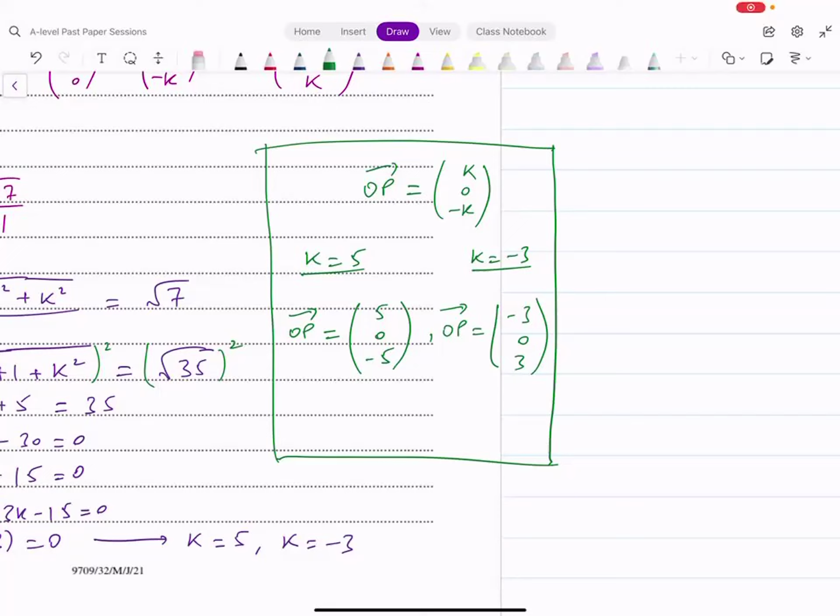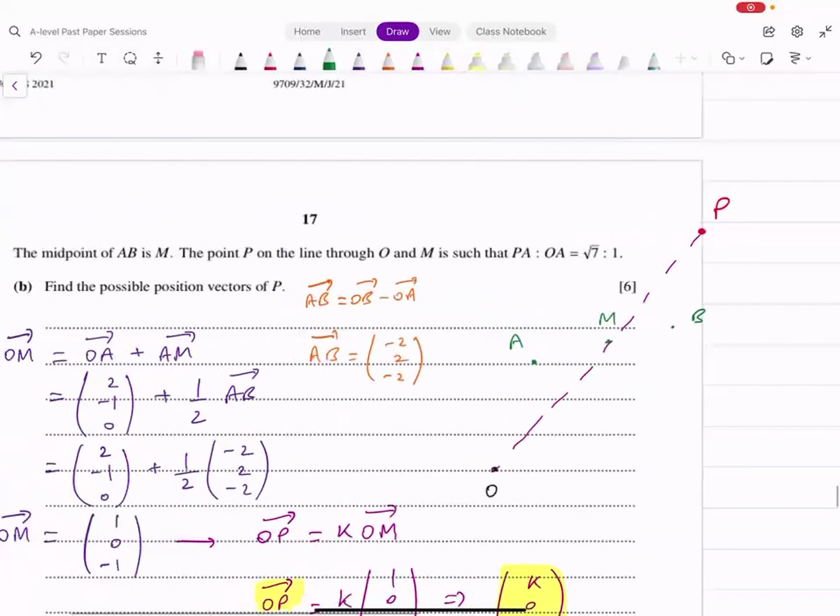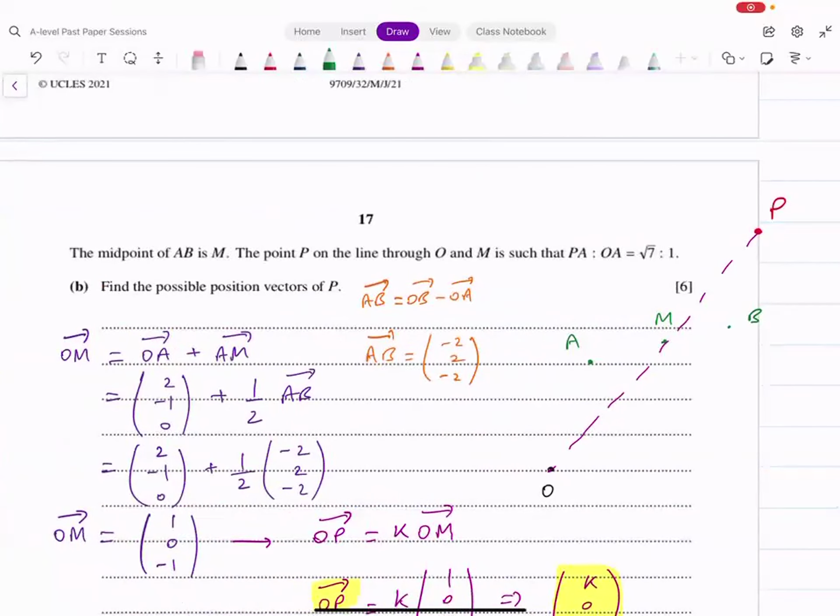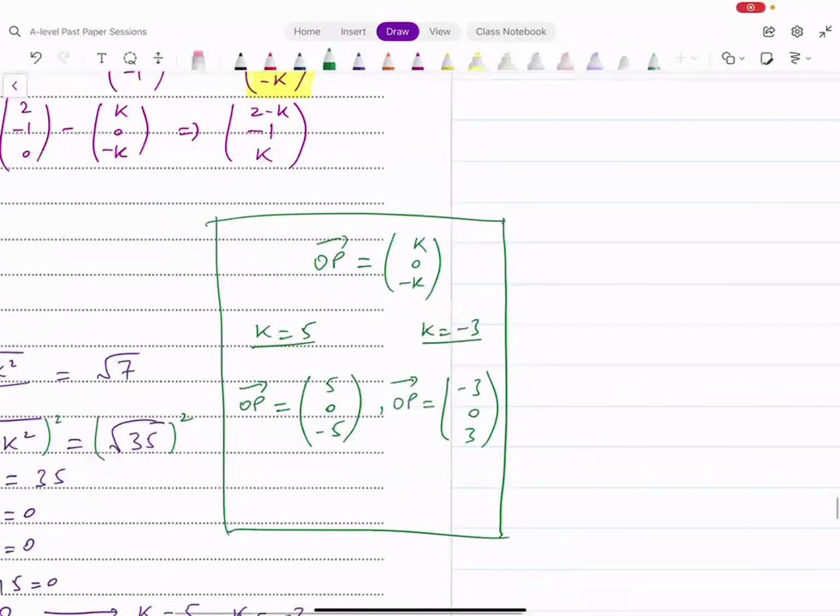ये हमने फाइंड कर लिया. ठीक है, उसने कोई स्पेसिफिक फॉर्म तो नहीं कहा हमें यहाँ पे. उसने सिर्फ पॉसिबल पोजीशन वेक्टर्स का कहा है. So that's what we get. अगर ij के फॉर्म में कहा होता उसमें हम कन्वर्ट कर देते, but this is okay. This is your final result.